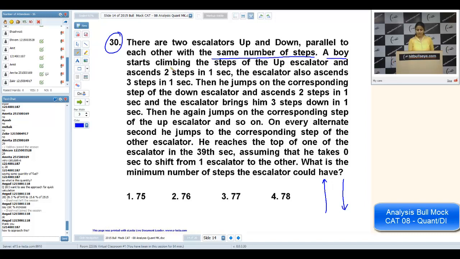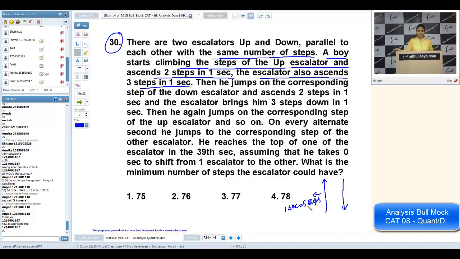A boy starts climbing the steps of the up escalator and ascends 2 steps in 1 second. The escalator also ascends 3 steps in 1 second. In 1 second, the boy is moving 2 steps and the escalator itself is moving 3 steps. So can we say that in 1 second, the boy effectively has moved 5 steps upwards? Is it okay, Hitesh? Since the escalator is also ascending, the boy is also ascending.